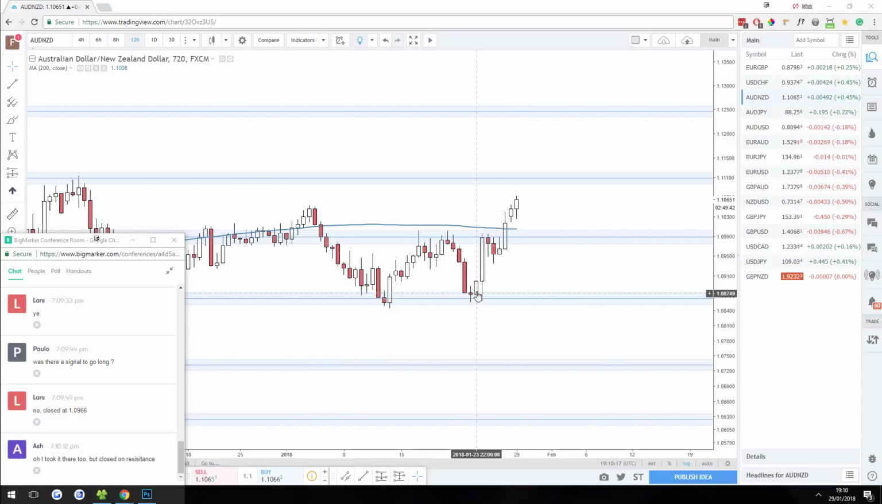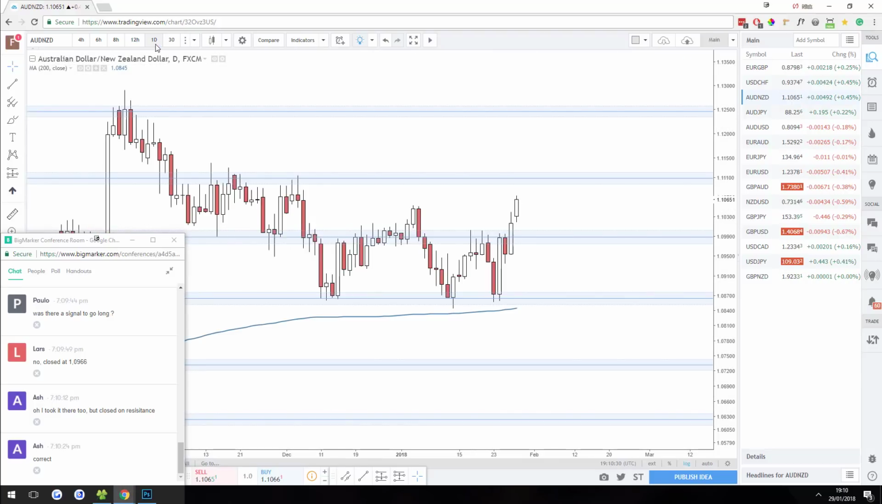Ash, you took it there too? So you closed on resistance up here. So some of you did take it. Nice. Cool. Oh yeah, I remember you took it, Ash. It was discussed in the forum. Now I remember, because I mentioned it coinciding nicely with the 200 SMA and acting as kind of like a double support area.